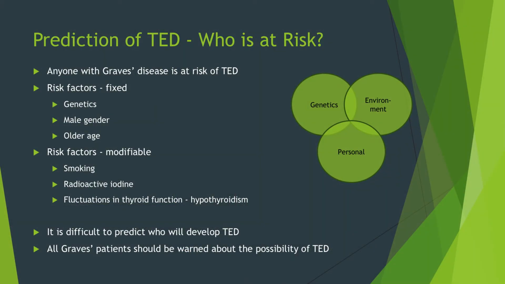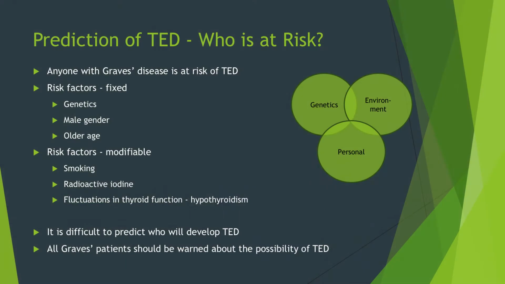So, who is at risk of thyroid eye disease? Well, I suppose anyone with Graves' disease is at risk, but there are some specific risk factors. These are divided into those that are fixed and those that are modifiable. So the fixed risk factors that you can't really do very much about are your genetics, which you inherit, your gender, so if you're a man, you're more likely to develop thyroid eye disease than a woman, and as you get older, your risk increases.